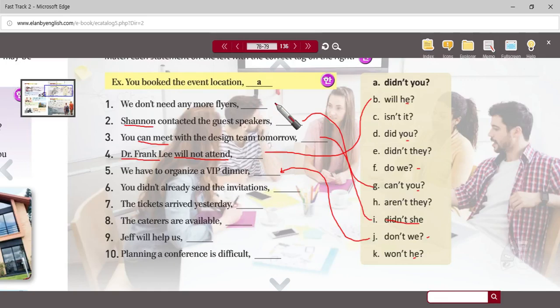Number 1, I guess I left this one out, would be the other we answer. We don't need any more flyers, do we? So the auxiliary is do, and it's negative. So we need a positive do, and that's right here. So the answer for number 1 is F.